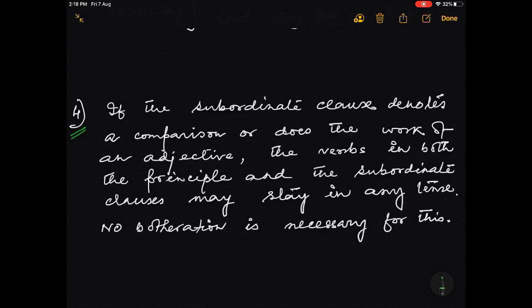So, again listen, if the subordinate clause denotes a comparison, or if the subordinate clause does the work of an adjective, the verbs in both the principal and the subordinate clauses may stay in any tense. No botheration is necessary for this.